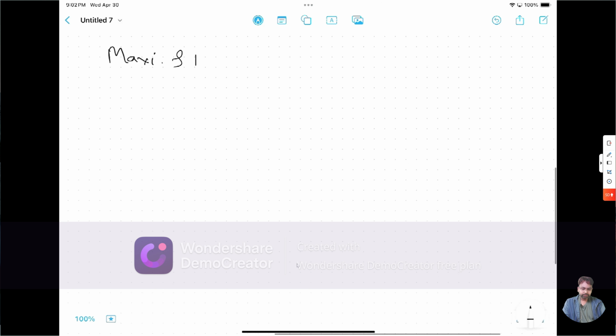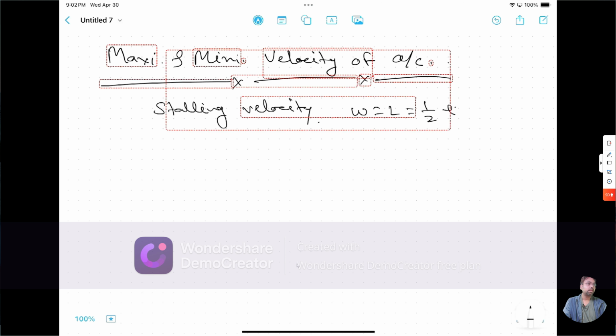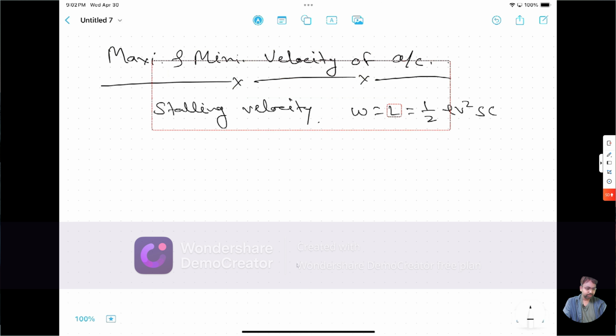Maximum and minimum velocity of aircraft. So here guys, if we are talking about the stalling speed or velocity, we can find it from here. In a steady level flight, W is equal to L is equal to half rho V square S CL.